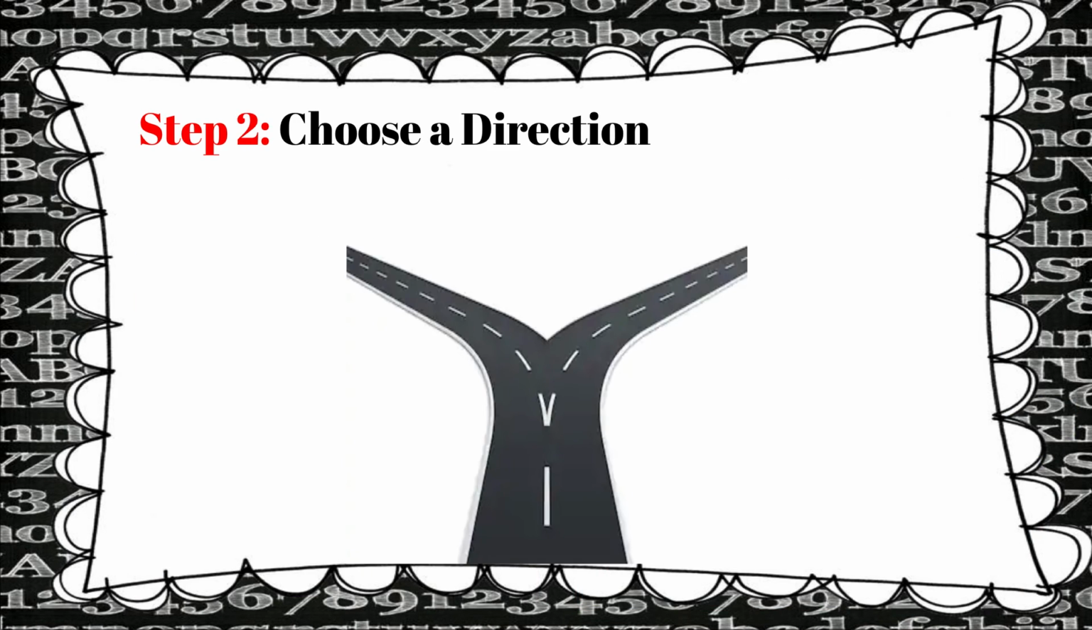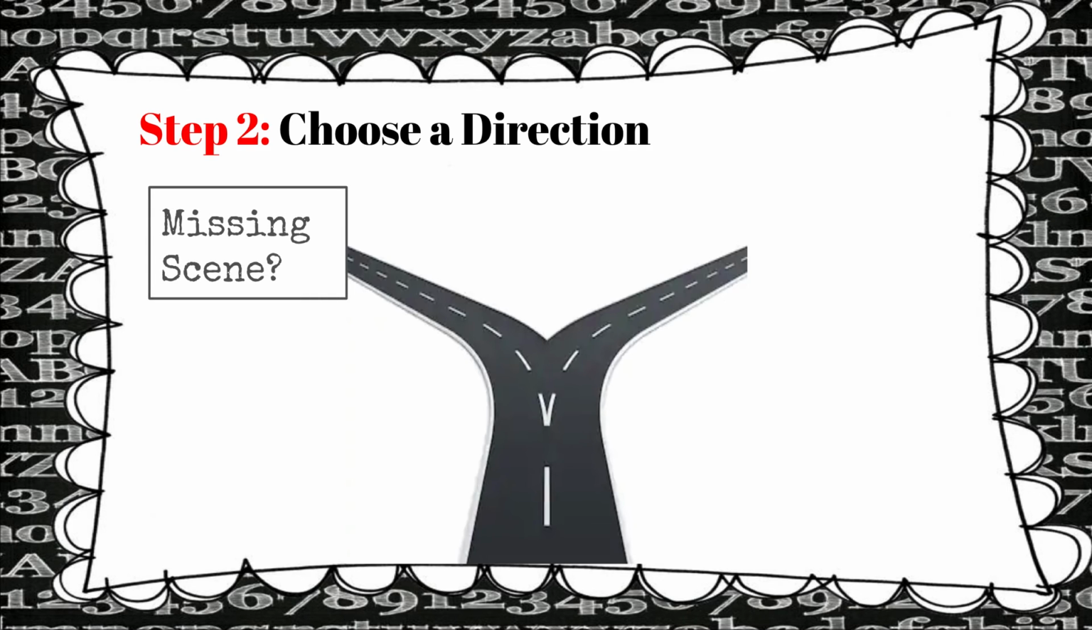Step 2. You're going to choose a direction for your writing. So there's a couple of different paths that you might choose. The first one is you might ask yourself, what scene is missing that I wish the author had included? So maybe you want to create a brand new scene to go before or after that part in your text.